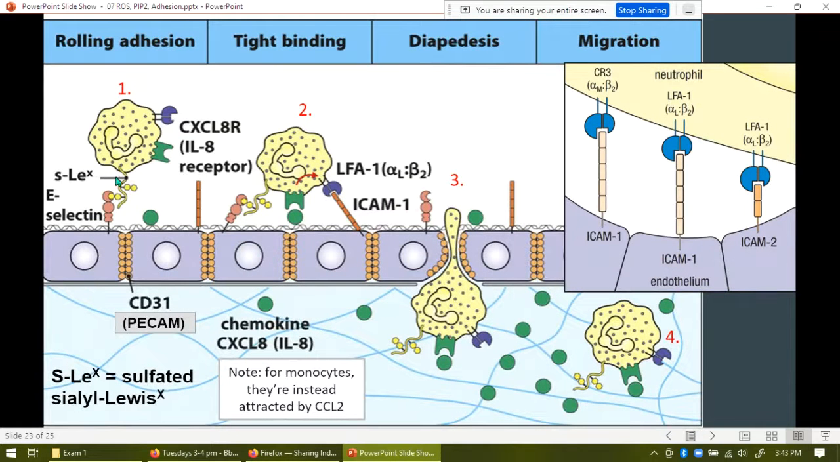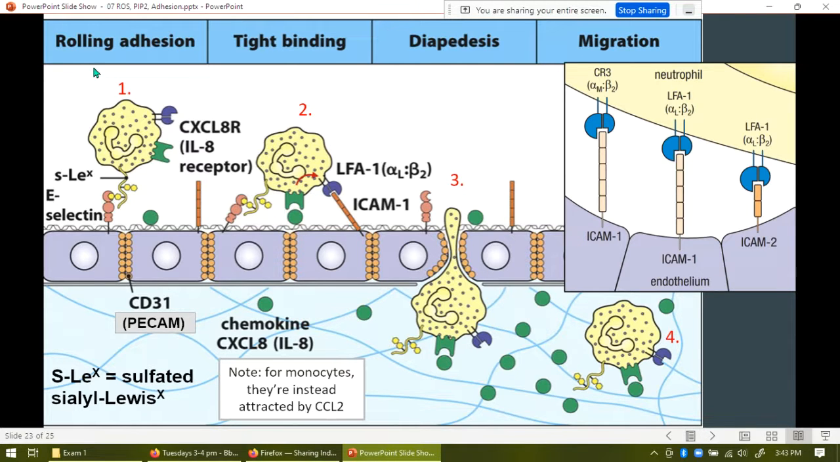So here's what it looks like. Sulfated sialyl-Lewis X blood groups on neutrophils are going to bind to E-selectin, and that's when you have rolling adhesion. Remember, the blood flow is going to slow down because of vasodilation, so these are going to be moving relatively slow already. That allows them to interact more intimately with selectin molecules on the vascular endothelium. They're going to start rolling slowly along the vascular endothelium like this.